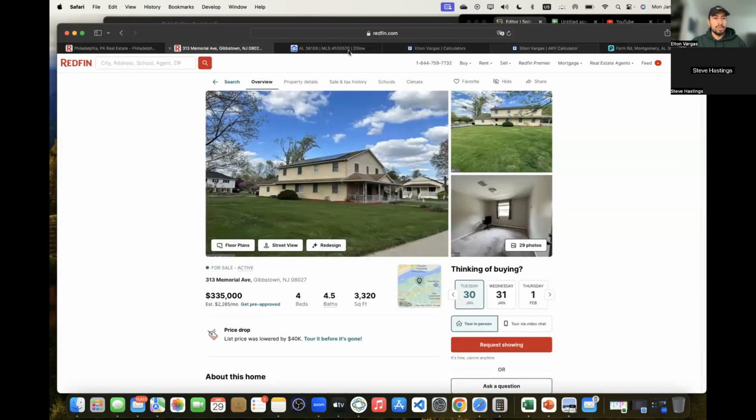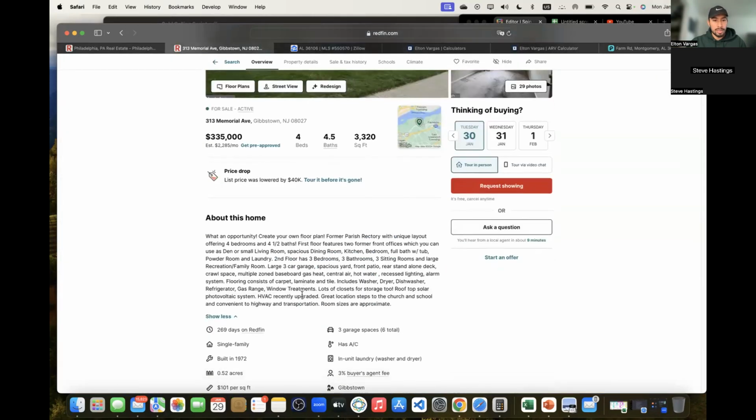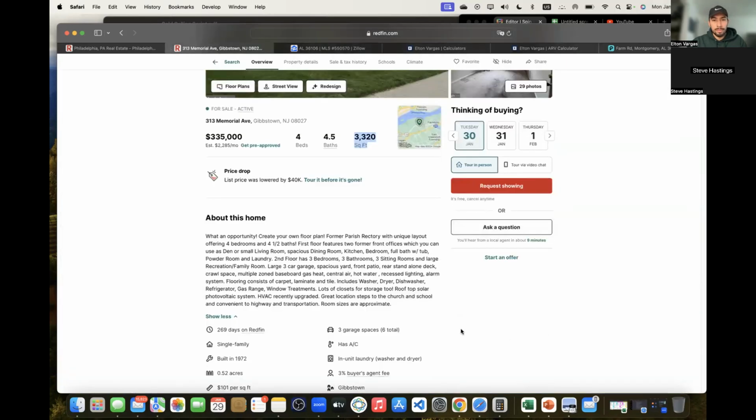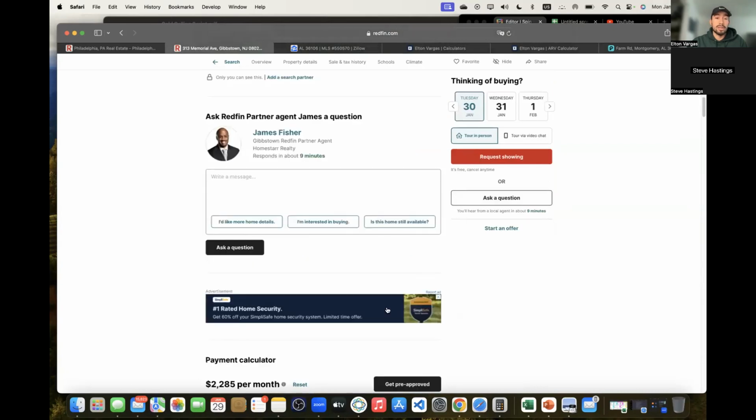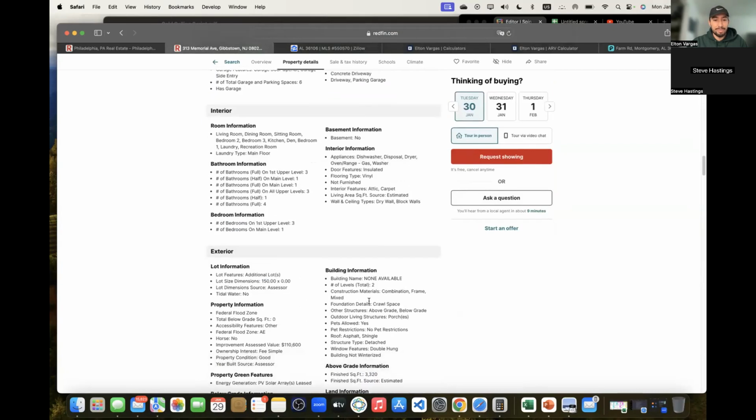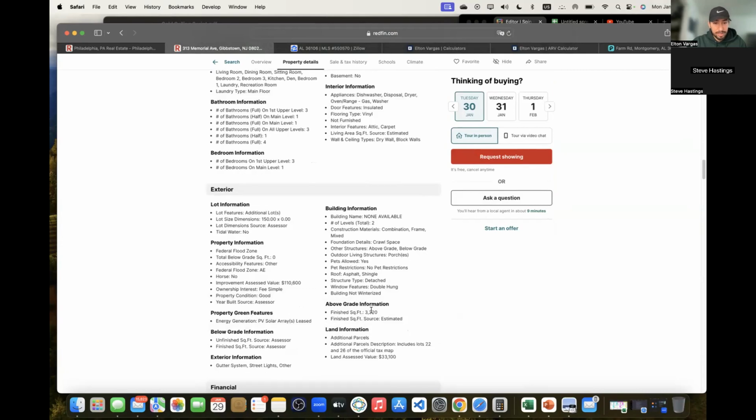So they're asking 335. The property is 1972. It is a big home, like I was mentioning, 3320 square feet. I also need to check because we are in Philadelphia. I'm used to finding properties that have basements, so I don't know if properties over here in Philly have basements whatsoever.